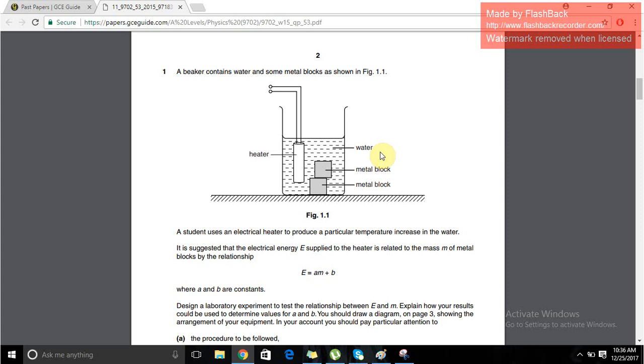And so basically it is suggested that the electrical energy E supplied to the heater to basically cause that particular temperature rise is related to the mass m of metal blocks by the relationship E is equal to am plus b, and this m is probably the mass of all the metal blocks as it appears from the question statement.